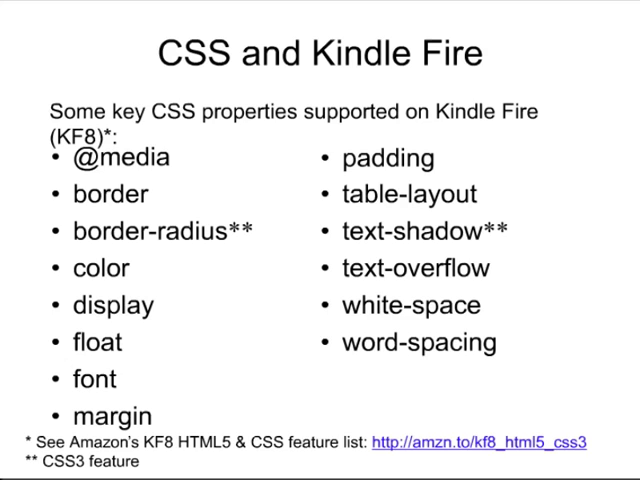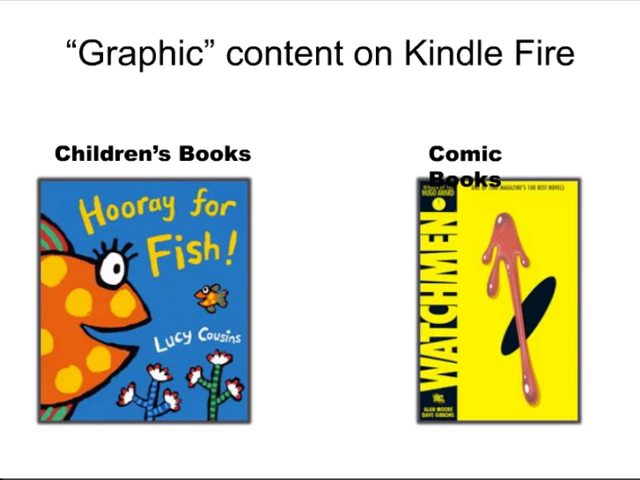So what this enables for Kindle Fire is the addition of a lot more graphical content. KF8 really is Amazon's answer to EPUB 3 and a lot of what's being done on the iBooks reader with fixed layout. With KF8, publishers are going to be able to do things like children's books and comic books on the Kindle Fire.